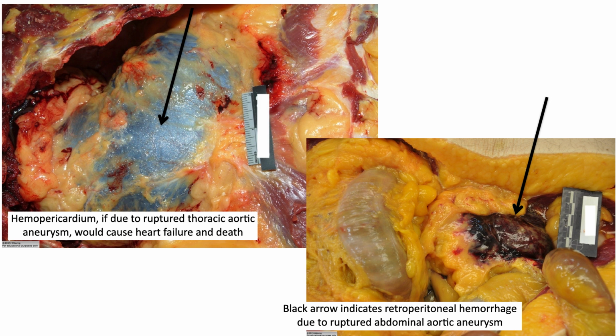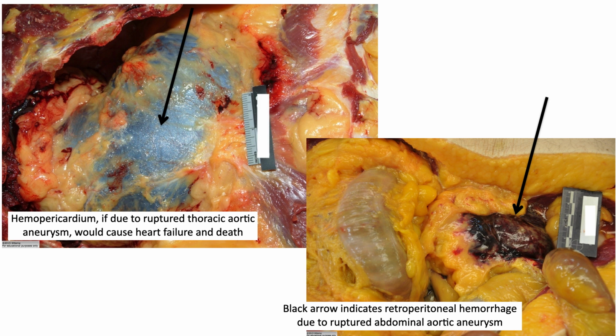So 3 examples of clinical findings associated with aneurysms. The first slide is 2 of them. Second slide is 1. So the top left, what you see, the black arrow, you can see that blue, that's the pericardial sac. So the pericardial sac is full of blood. So if you have a thoracic aortic aneurysm that ruptures into the pericardial sac, you can get a hemopericardium, and that could lead to a cardiac tamponade, which can cause failure really quick.